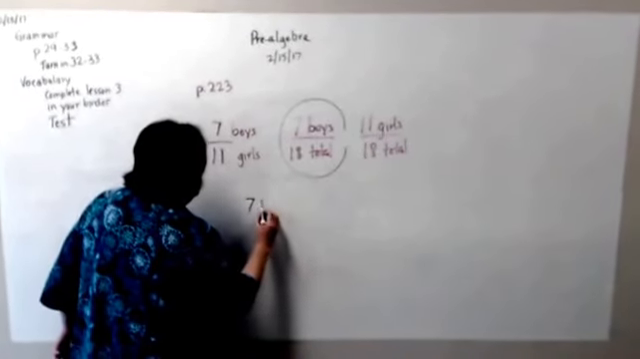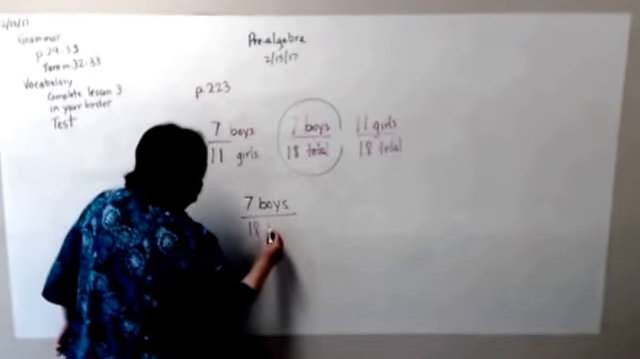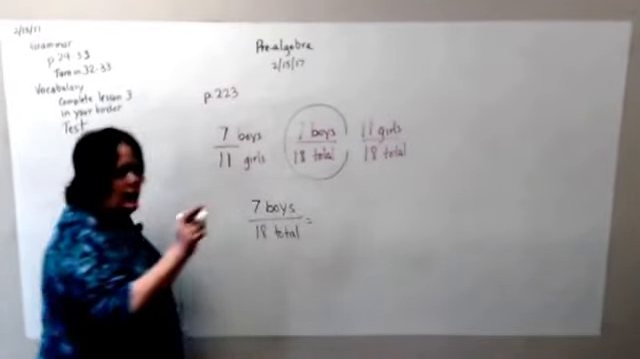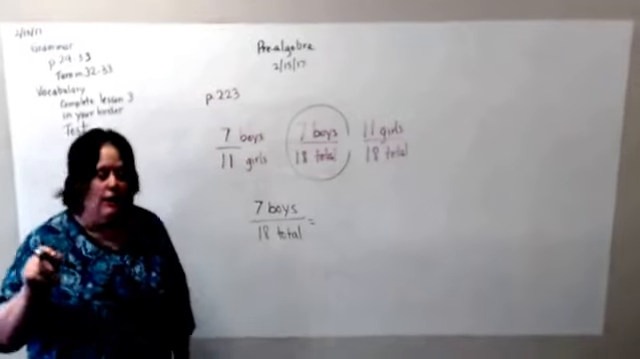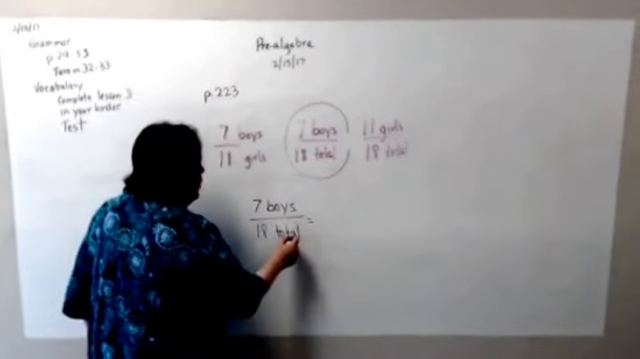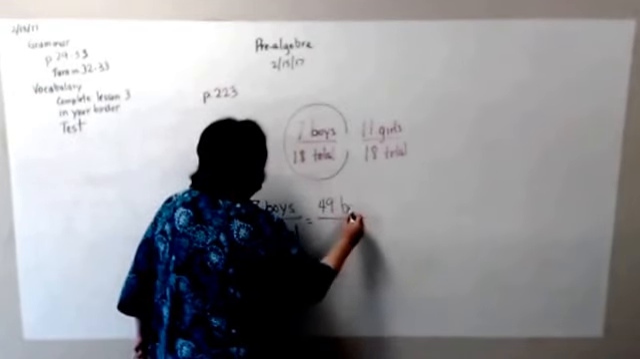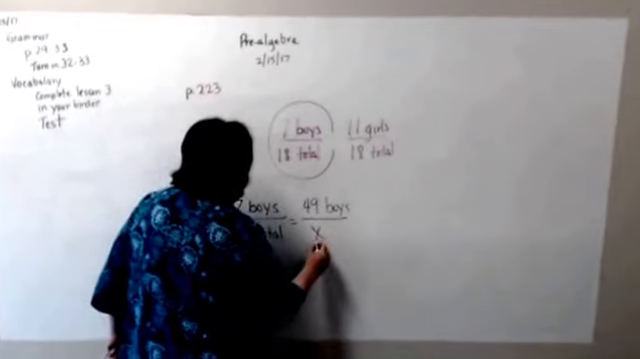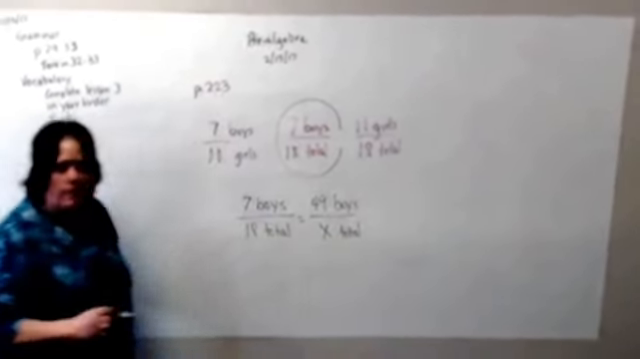So now I'm going to rewrite this. 7 boys to 18 total are all together. Now I can write the other ratio. Boys is here and all together is here. If I have 49 boys, that goes up top because boys is up top. How many do I have all together or total?